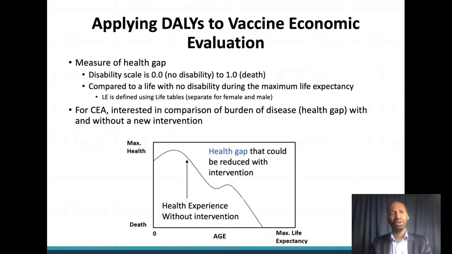In the diagram below, you can see, for example, that on the x-axis we have age from 0 to the maximum life expectancy, and then we have the disability scale from death to the maximum health. The health experience without the intervention could be represented by the curve, where there's a natural course happening. So the area above the curve is the health gap that could be reduced with the intervention.